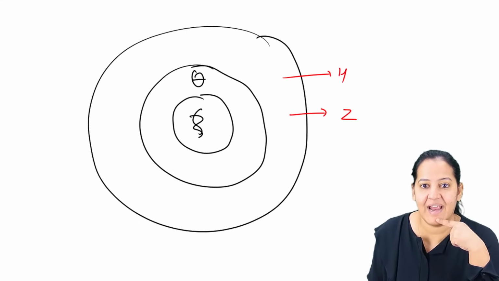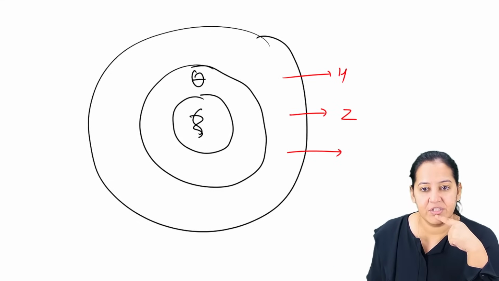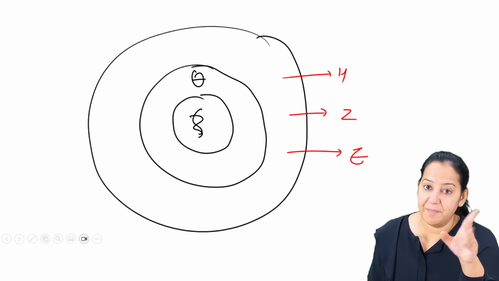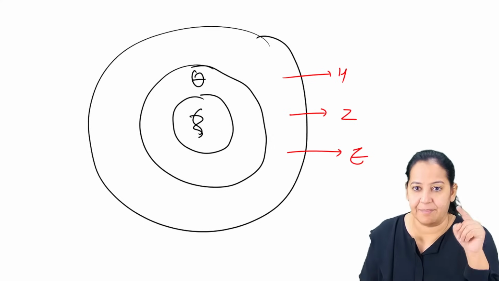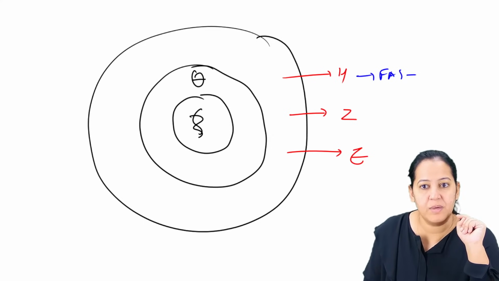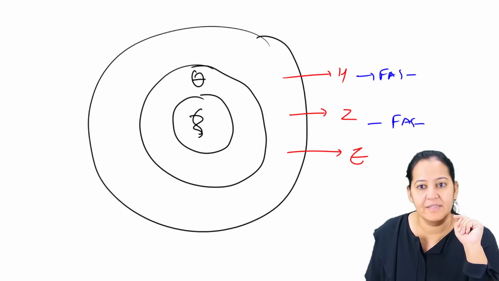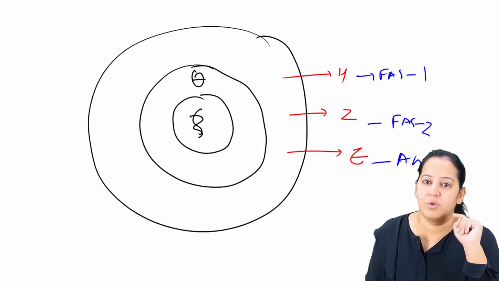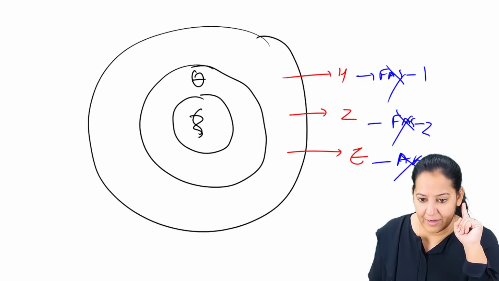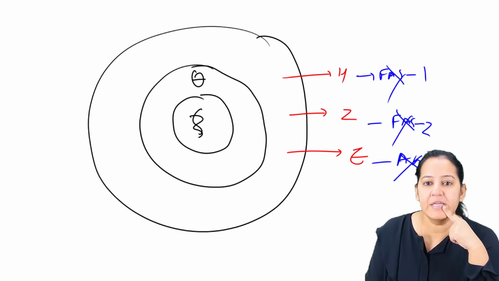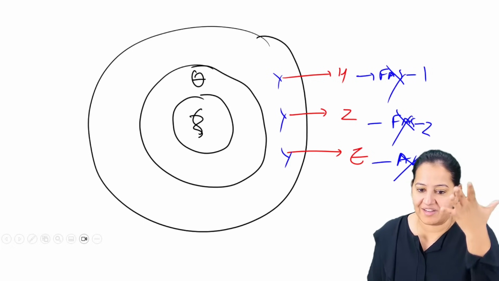H, Z, and E are inhibiting the cell wall by inhibiting different enzymes. This one inhibits FAS1, this one inhibits FAS2, and this one inhibits arabinosyl glycosides. So no FAS1, no FAS2, no arabinosyl glycoside, so the cell wall will be absent. No cell wall, the bacteria will die.